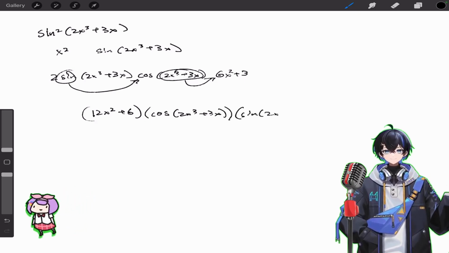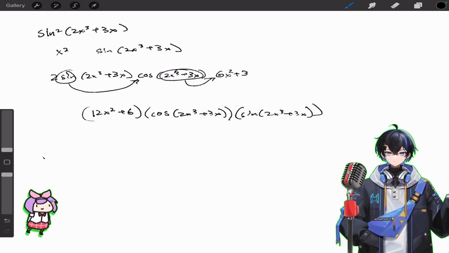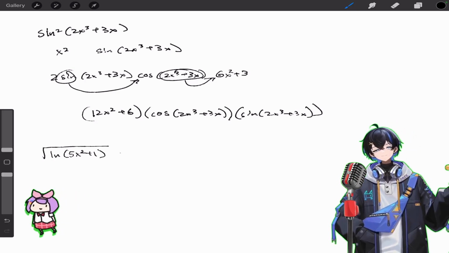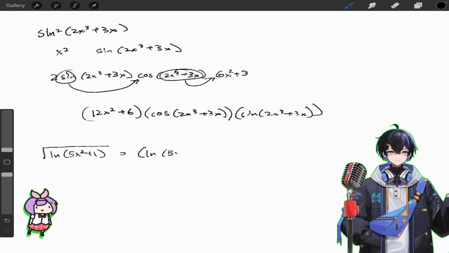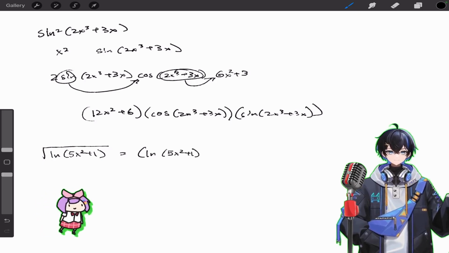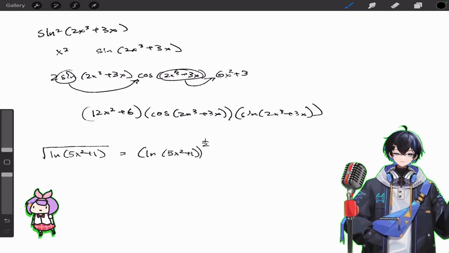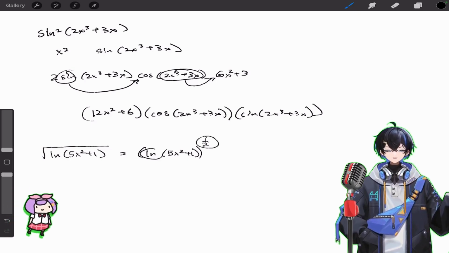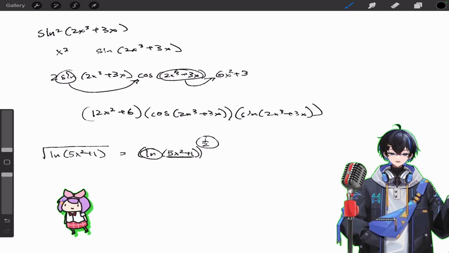Now, the last problem, we have the square root of the natural log of 5x squared plus 1. So first, let's reorder it to make it a bit easier to solve. And it's now natural log of 5x squared plus 1, all to the power of 1/2. That way, we can clearly see that the power of 1/2 is the first outside function, the ln is the second outside function, and the inside is 5x squared plus 1.